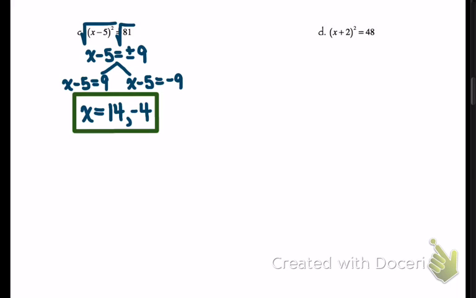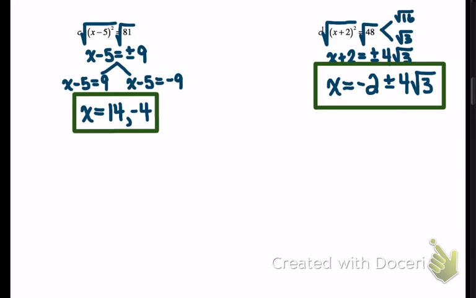Letter D, same deal. Take the square root of both sides. Left-hand side, I'll be left with x plus 2. Right-hand side, be careful. You want to break down your square root of 48. How do I break that down? Well, I can break it down as 16 times 3. Square root of 16 is 4. Tack on the root 3. Don't forget your plus or minus. Last step, to get x by itself, x is being added by 2. So to undo that, I subtract 2 on both sides. That gives me negative 2 plus or minus 4 root 3. Be careful, they're not like terms, so I can't combine them.